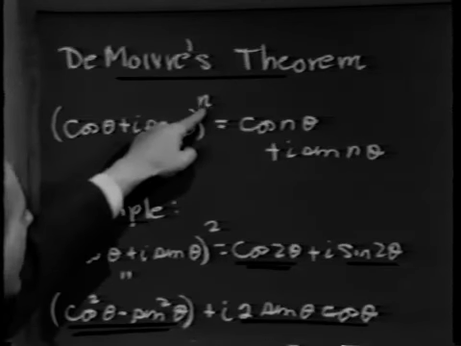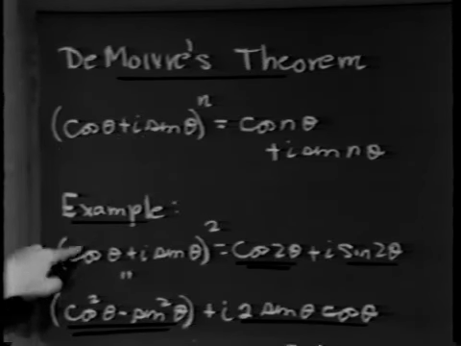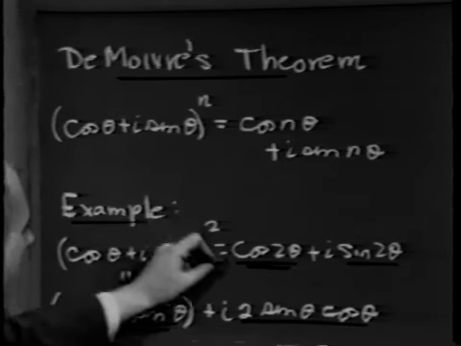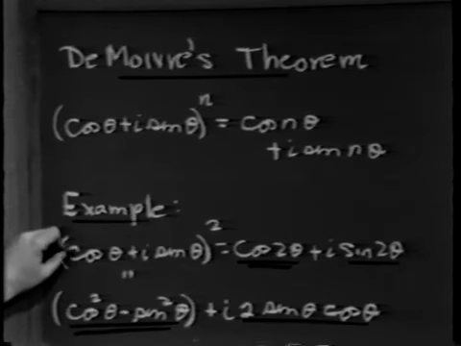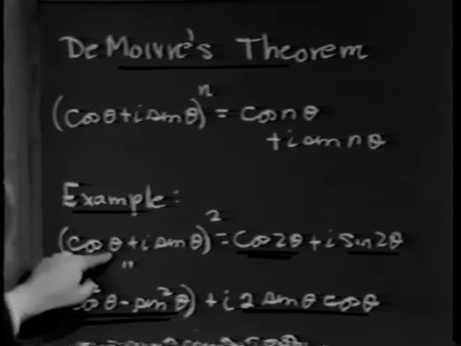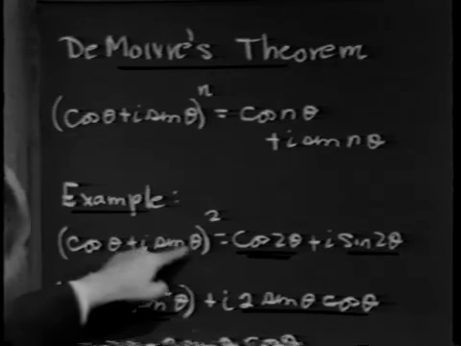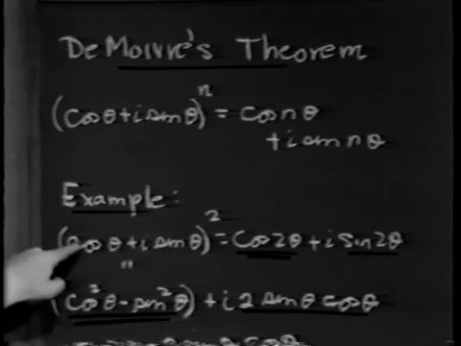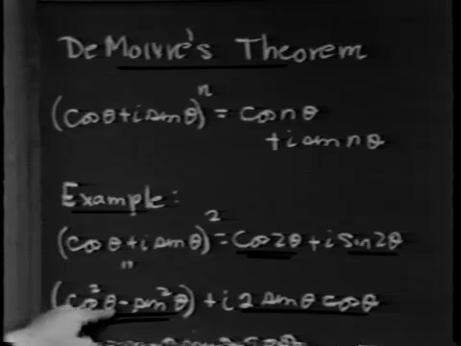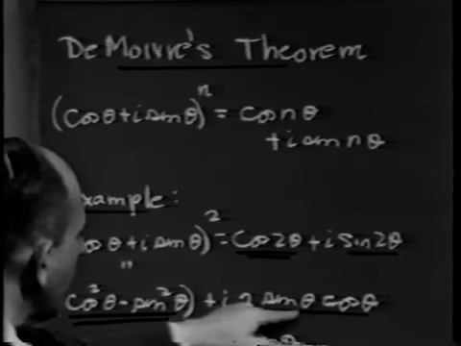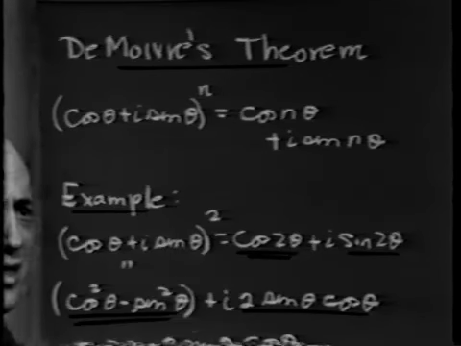Let me take the special case n equals 2, just for the sake of argument. If I take n equals 2, this gives me (cosine theta plus i sine theta) squared equals cosine 2 theta plus i sine 2 theta. This says what? The real part of this is cosine squared theta minus sine squared theta. Again, it's i squared sine squared theta, which is minus sine squared theta. The imaginary part is 2 sine theta cosine theta. So if I square this, I get cosine squared theta minus sine squared theta plus i 2 sine theta cosine theta. By de Moivre's theorem, that equals cosine 2 theta plus i sine 2 theta.